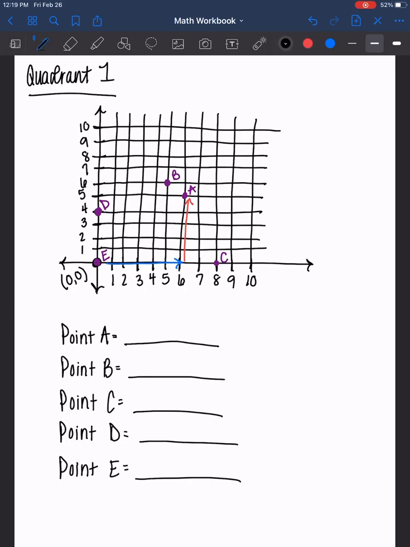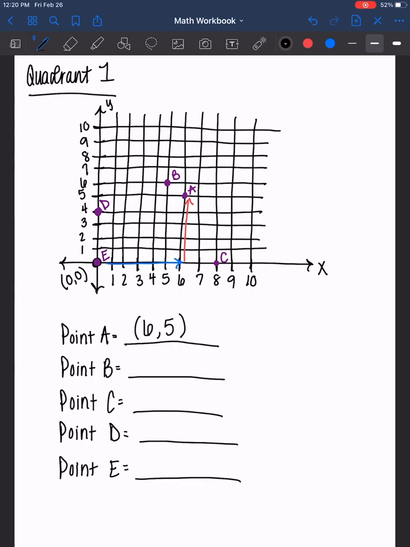So we crawled to the number 6 and we stood up to the number 5. So that means our x, here we go, now I got it written here. That means our x coordinate is 6 and our y coordinate is 5.